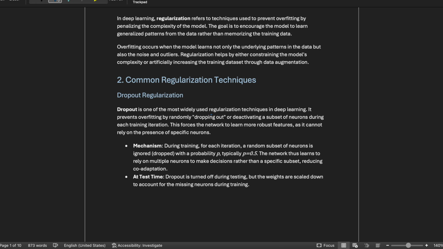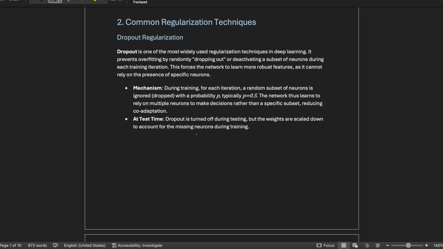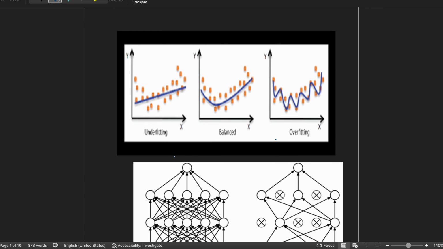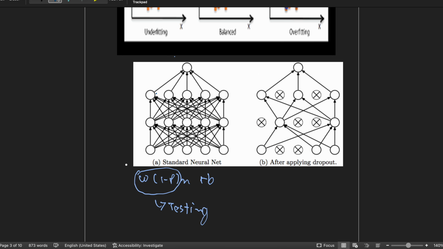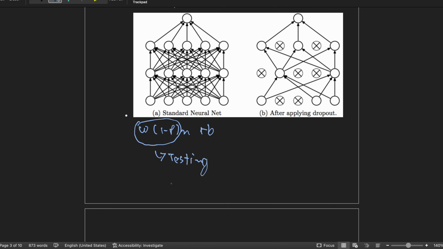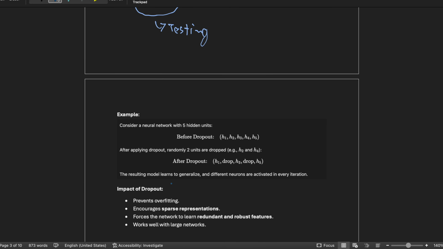So during training, for each iteration, a random subset of neurons is dropped with a probability p. So this p is basically the dropout ratio. The network thus learns to rely on multiple neurons to make decisions rather than a specific subset, reducing co-adaptation. At test time, dropout is turned off, but the weights are scaled down to account for the missing neurons during training. So the scale down thing I already told you. We are taking the whole neural network at testing time, but we just scale down the weights during testing time.